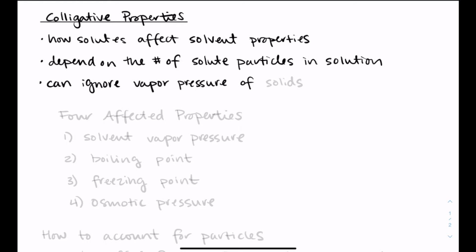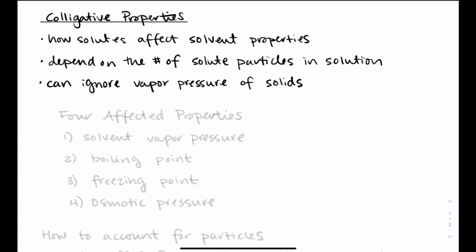So, right, one of the things that you were able to find on a phase diagram is the vapor pressure of a solid. Solids can have and do have vapor pressure. However, compared to liquids, the vapor pressure of solids is extremely low. And for our colligative properties, that means that we can ignore it.